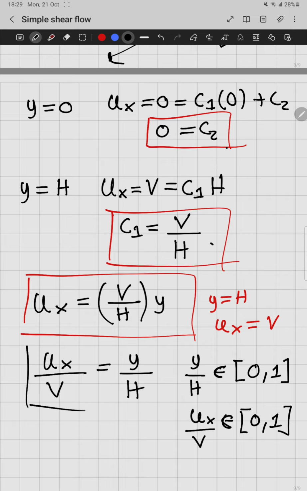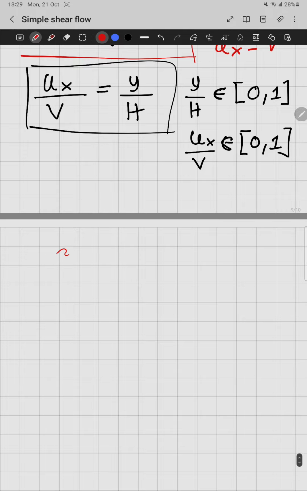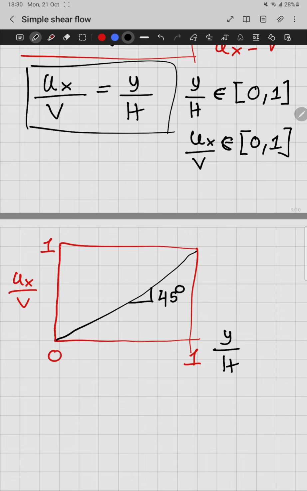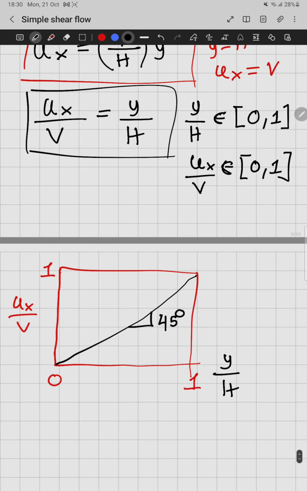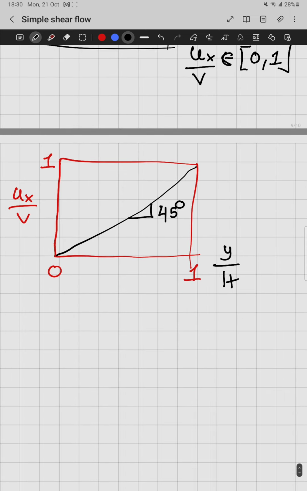So if we plot this equation, we will have something like this. So 0 to 1, this is y over h, and also 0 to 1, ux over ub. So the velocity profile is just simply something like that. So we have a 45 degrees angle. So this is the solution to the simple shear flow. So the velocity field is going to be linear.